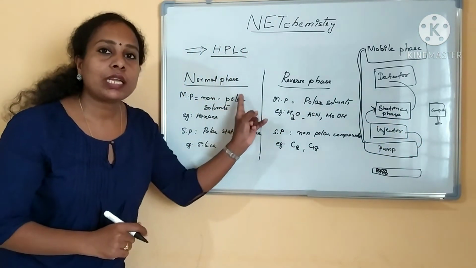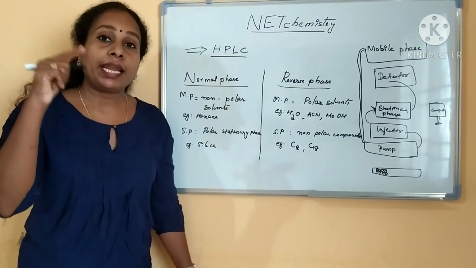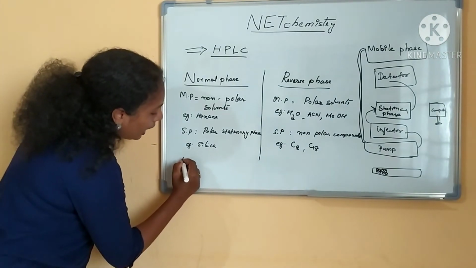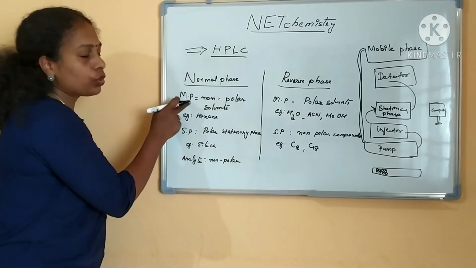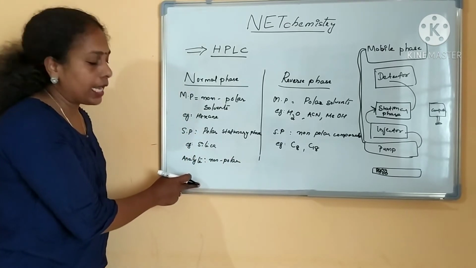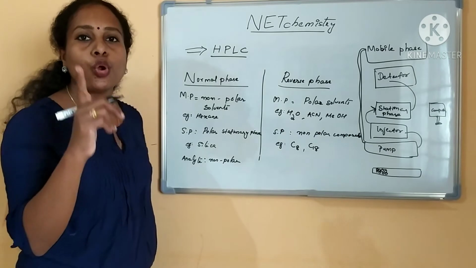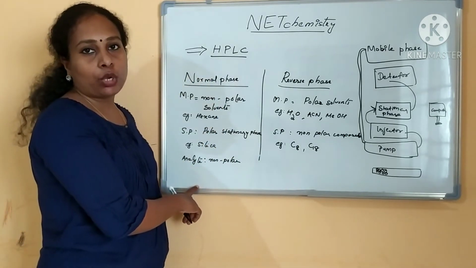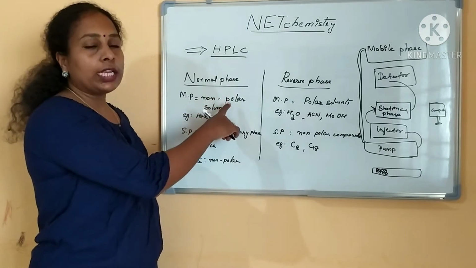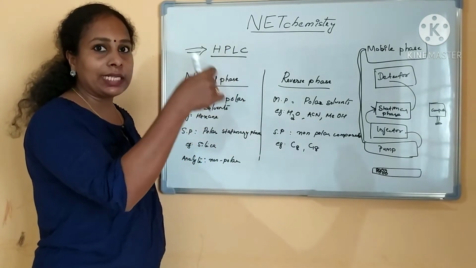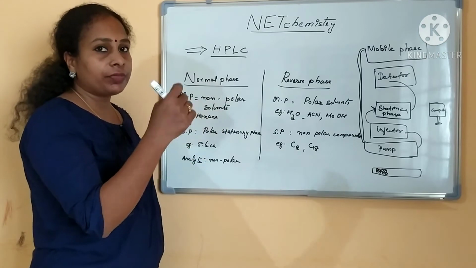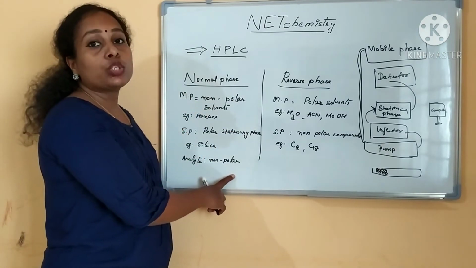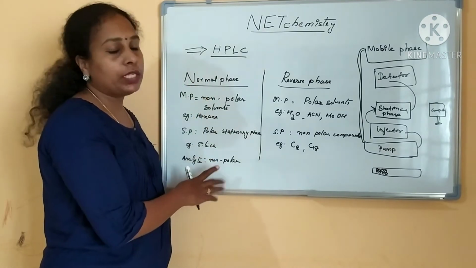If your solvents are non-polar, your analyte is also a non-polar analyte, right? So if you want to analyze any non-polar compounds, then you have to use normal phase chromatography. Clear? Non-polar compounds will be miscible in non-polar solvents. So you can analyze non-polar compounds by normal phase chromatography.